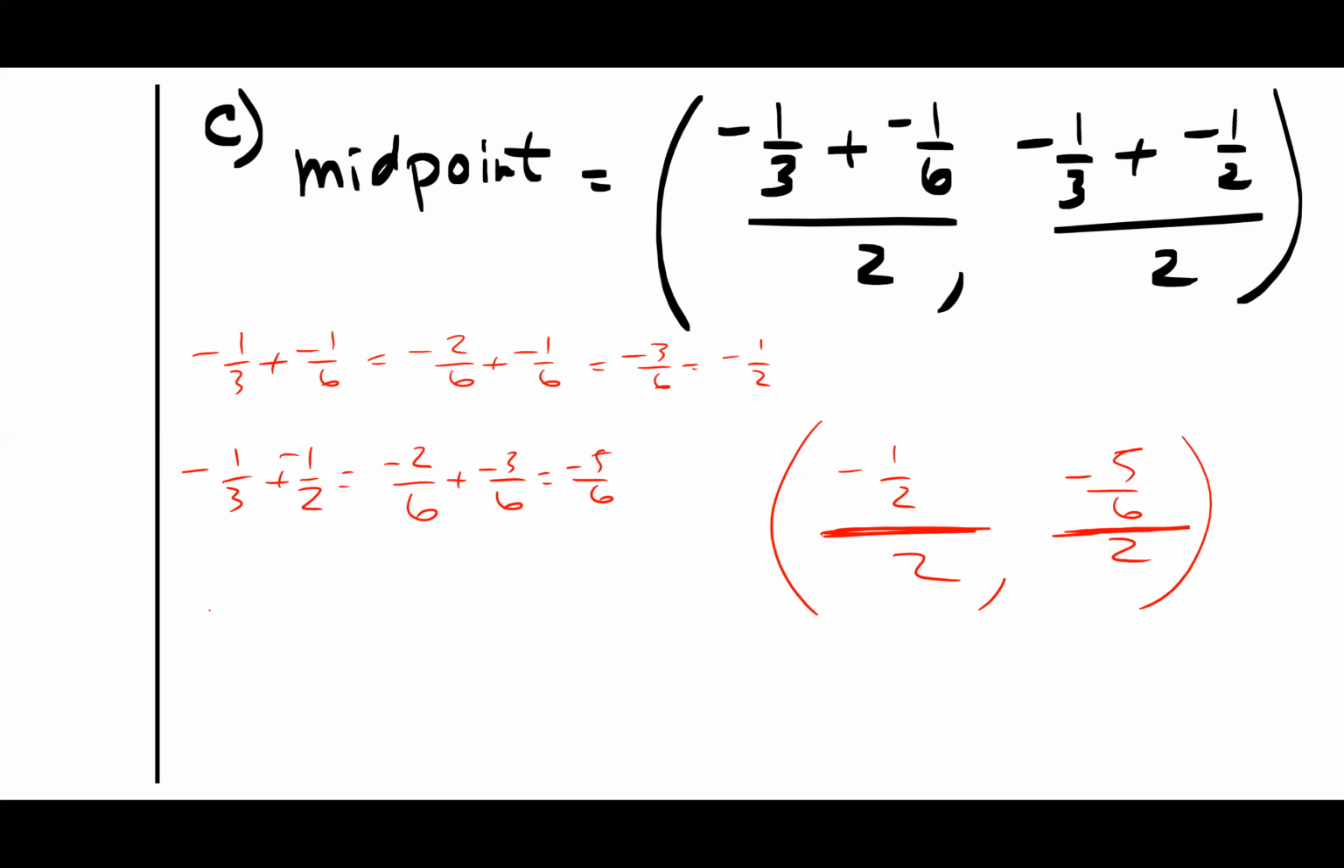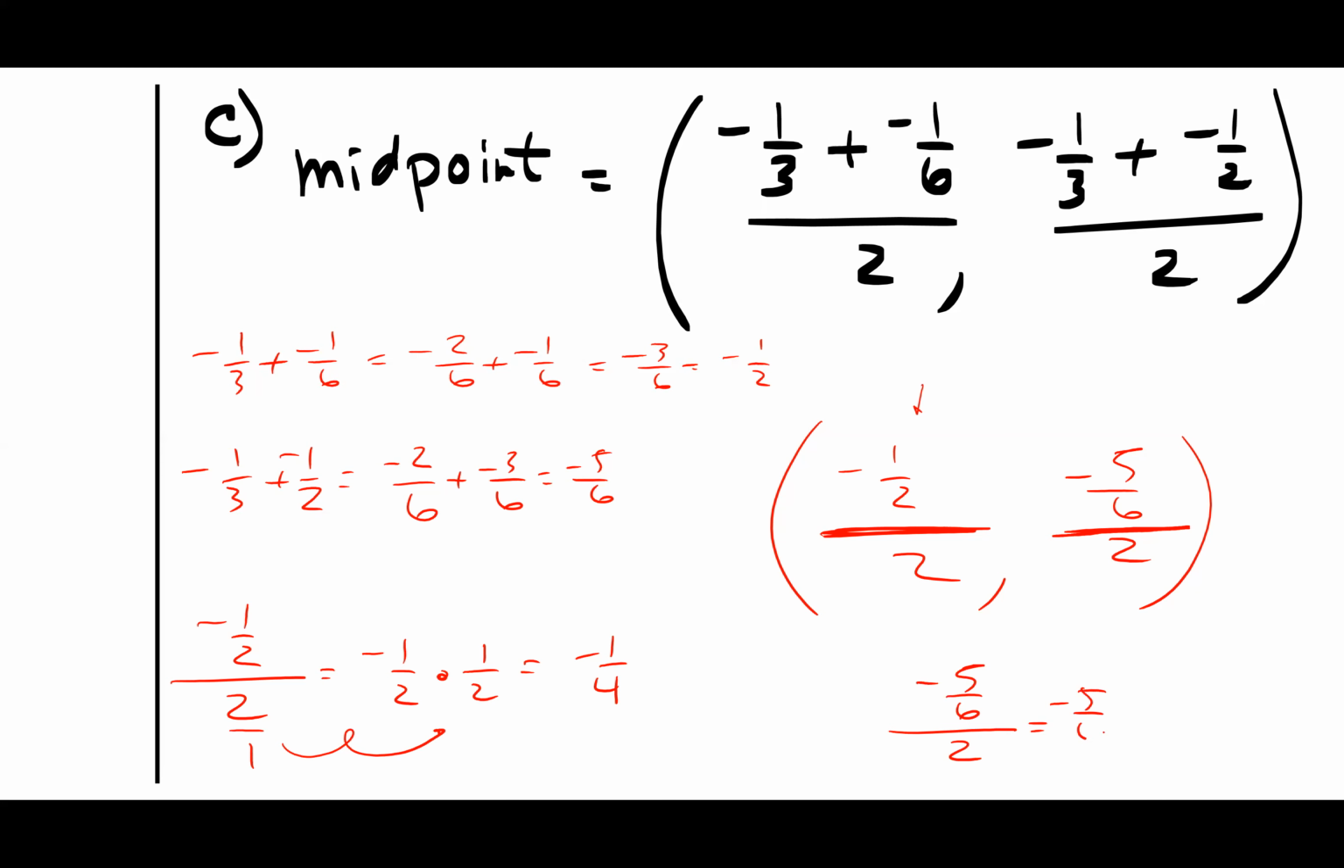So let's do this one now. So this is -1/2 divided by 2, which makes -1/2 multiplied by the reciprocal, which makes a -1/4. And this one's -5/6 divided by 2, which makes this multiplied by the reciprocal, 5/12. So we're good there. Final answer, -1/4, -5/12. Raise your hand if you got that one before I did.